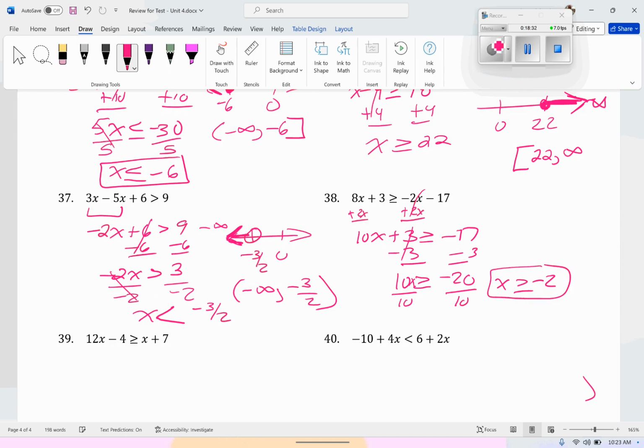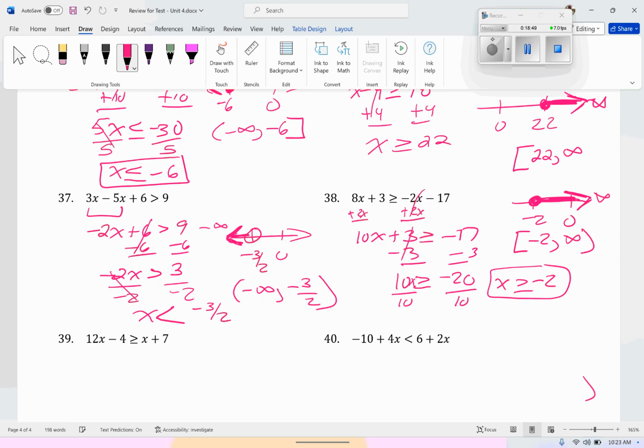Put that on a number line. So you have negative 2 here. You have 0 here. Solid dot at negative 2. Shade it to the right. That's pointing to infinity. Your interval notation will be square bracket negative 2 because it's a solid dot. There's an equal sign, to infinity. Infinities always have a parenthesis.